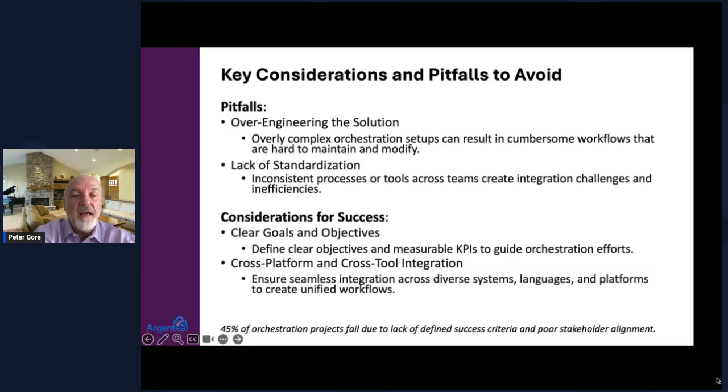When we look at a simple statistic at the bottom, right, orchestration projects fail due to the lack of defined success and poor stakeholder engagement. So lack of support at the executive level is also another key reason for failure. 45%, right?